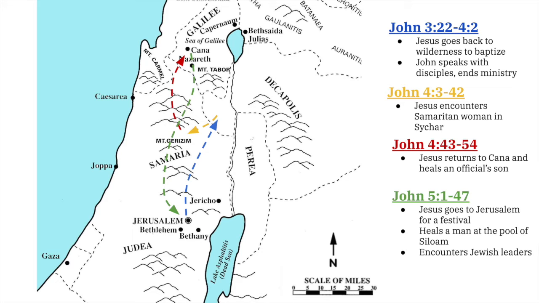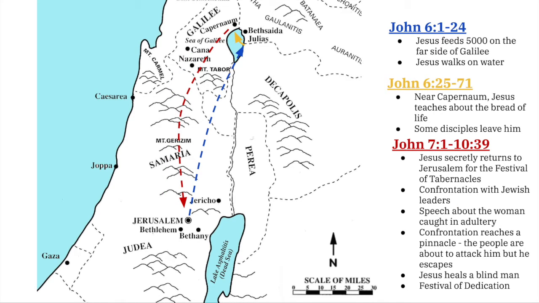Jesus heals a man at a pool down there. He encounters some Jewish leaders. And then he decides to head back up to Galilee again. This is in chapter 6. He feeds 5,000 people on the far side of Galilee.